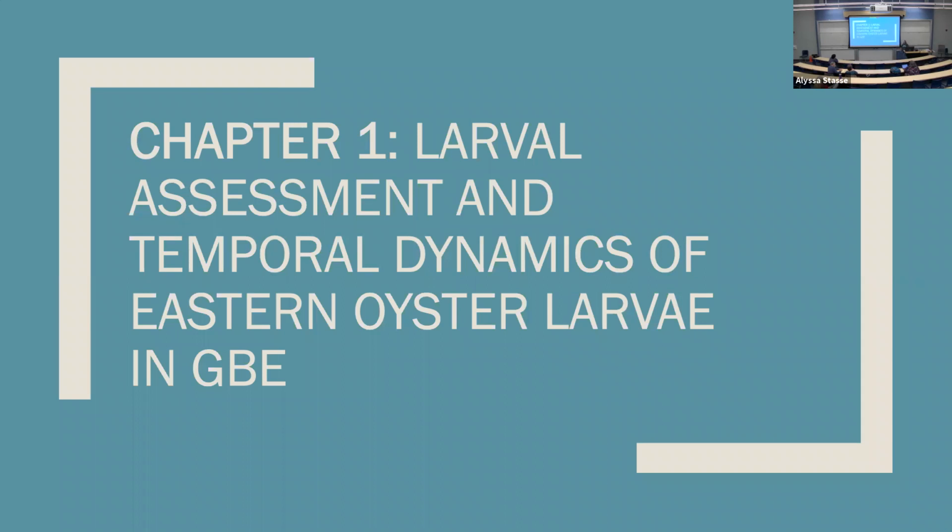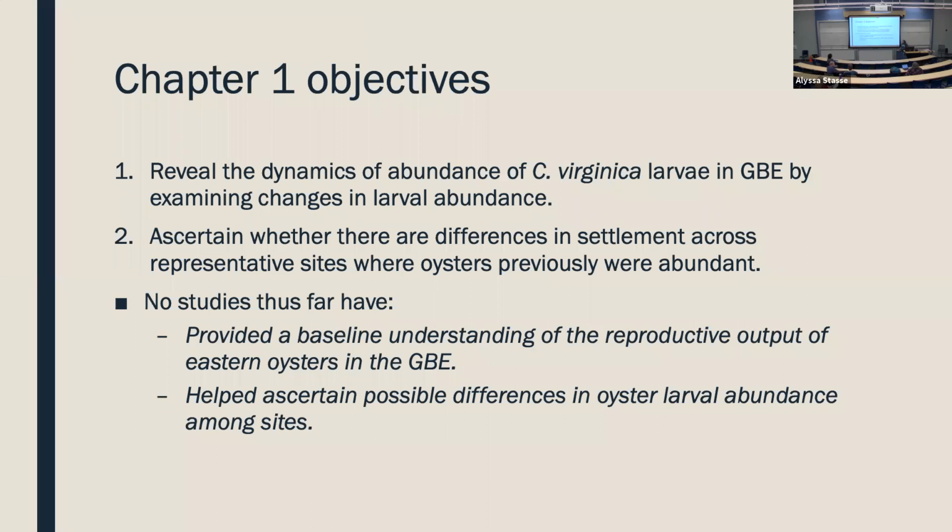The first thing I'm going to be talking about is the reproductive output, so the larval assessment compared with temporal dynamics, so the physicochemical factors of eastern oyster larvae. And just reiterating a little bit, I want to see if there is anything going on with the larvae, if you can narrow it down to one thing based on the physicochemical factors. I also want to see if there are any differences across the bay as a whole, so if there are differences between wild and farm reefs. And I want to do this because no studies so far have provided this baseline understanding.